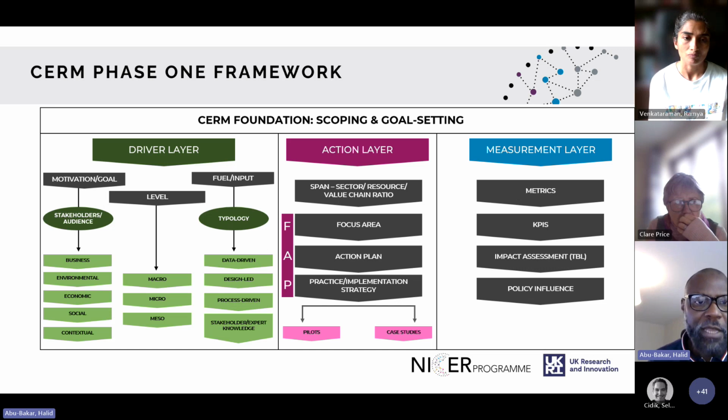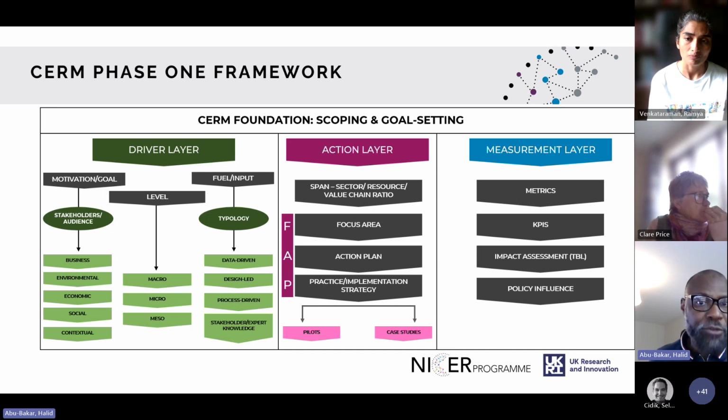We go through this. And then we've got here, so I mentioned earlier on that there are 3 areas that most roadmaps have in common. So we're called the FAT principles: the focus area, action plan, and then practical implementation strategy. So that's what I call the action layer. So this is essentially before any roadmap work begins, it's recommended that this template is essentially adhered to. And then the measurement layer, determining how we're going to measure.